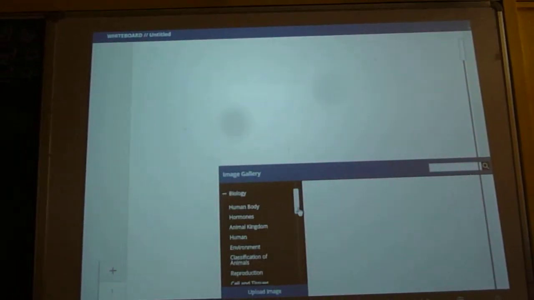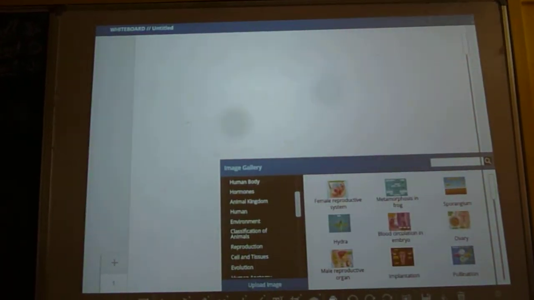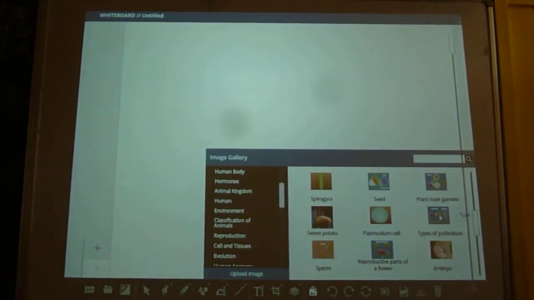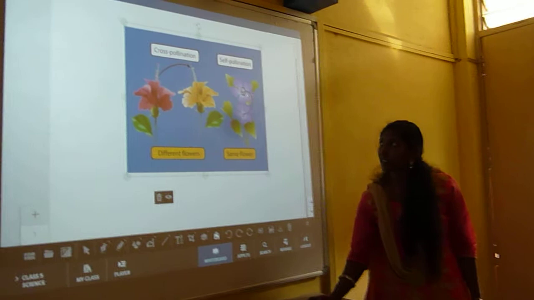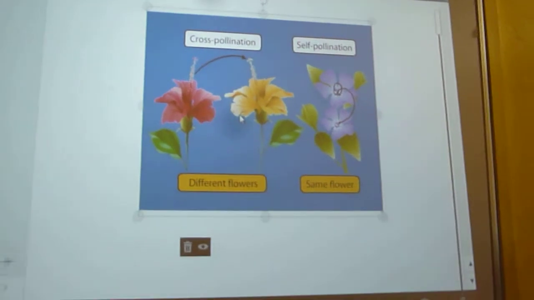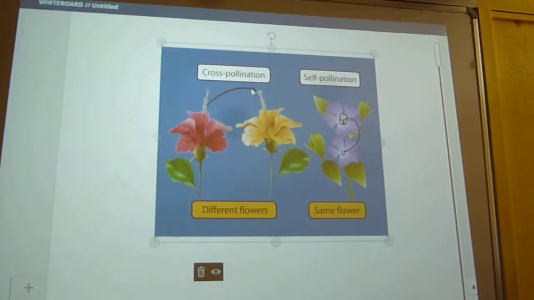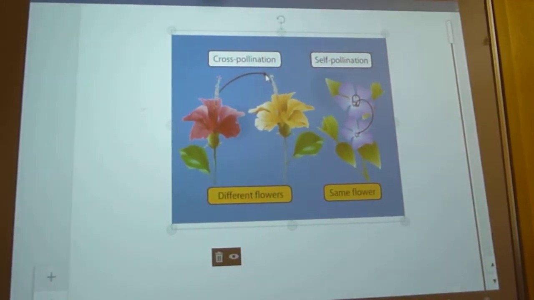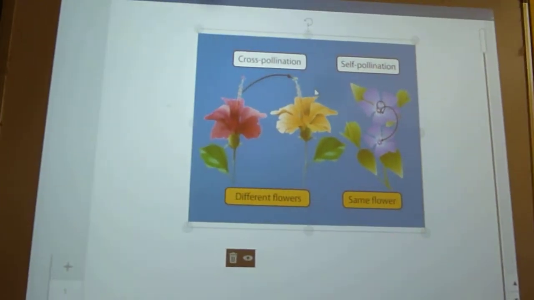Self-pollination and cross-pollination are the two types of pollination. Here you can observe the types of pollination. This is self-pollination, where the pollen grains get transferred from the anther to the stigma of the same flower, whereas in cross-pollination it is transferred from the anther to the stigma of another flower. That is called cross-pollination. Clear, children? Yes.